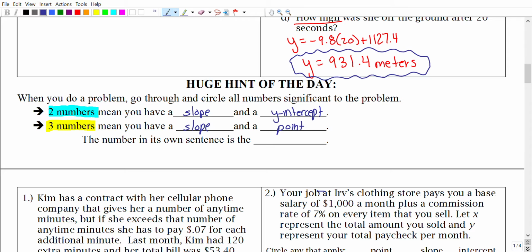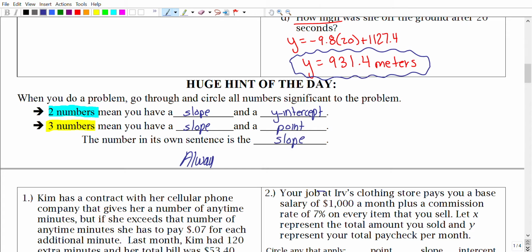Okay? Because a point has two different coordinates, an x and a y, and the slope, which is represented by m, so that's three numbers. Okay? And then finally down here, the number in its own sentence is the slope. That's usually how it works. There's not really a rule. However, in these types of problems, you'll notice that the number that's on its own, all by itself, is usually the slope. And maybe if you see two numbers together in a sentence, that's more than likely representing a point. Okay? But again, remember guys, and I'll do another little quick reminder here.